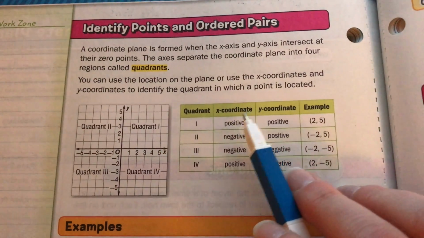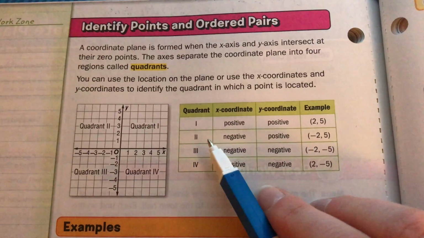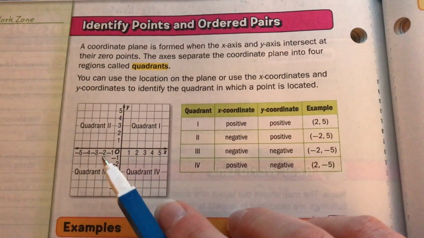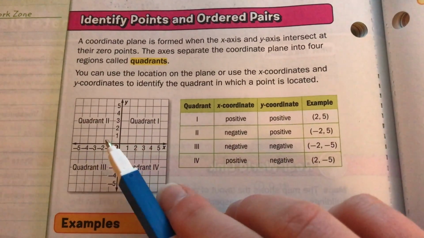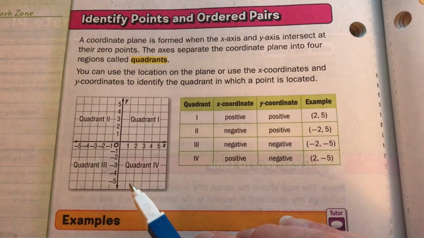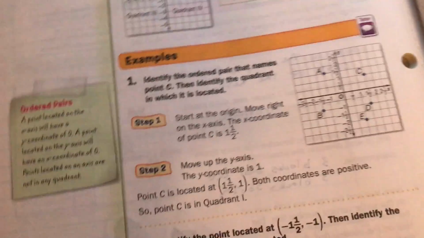Quadrant 1 has both x and y coordinates positive. Quadrant 2 has negative x, positive y. Quadrant 3 has both negative. And quadrant 4 is positive x, negative y. Now, let's look at some examples of locating points here.